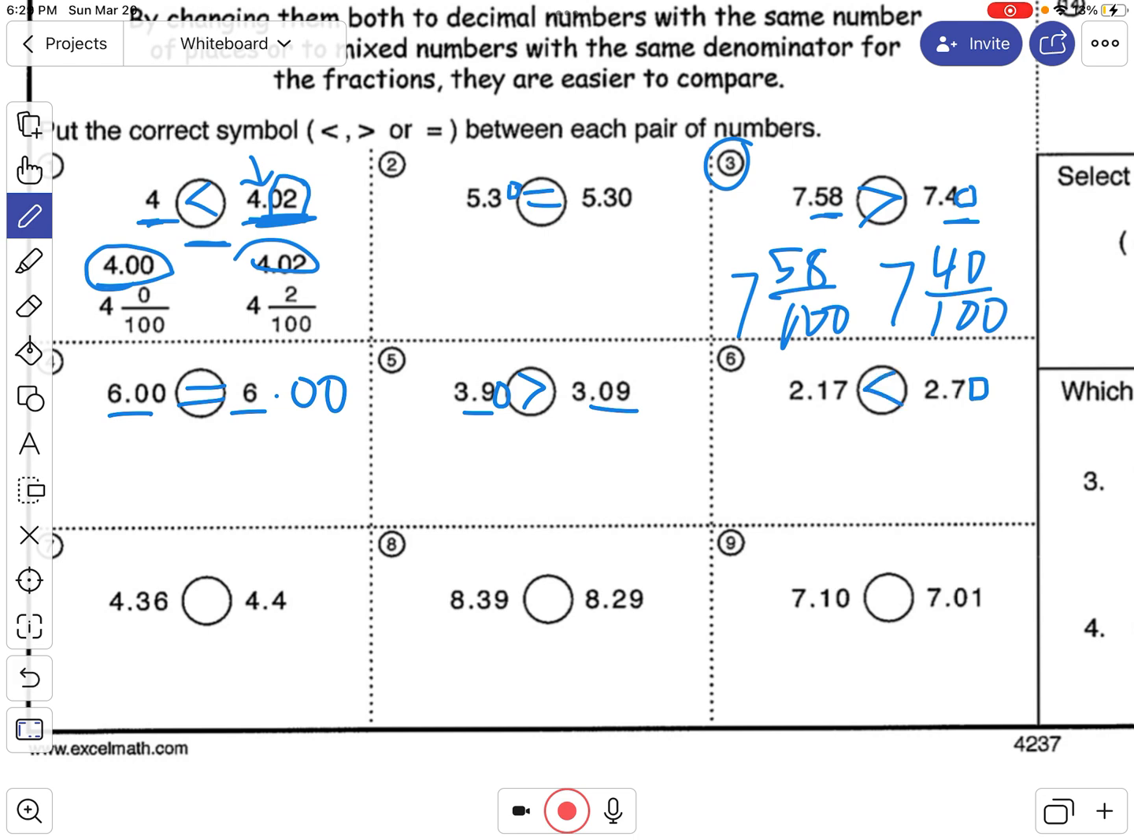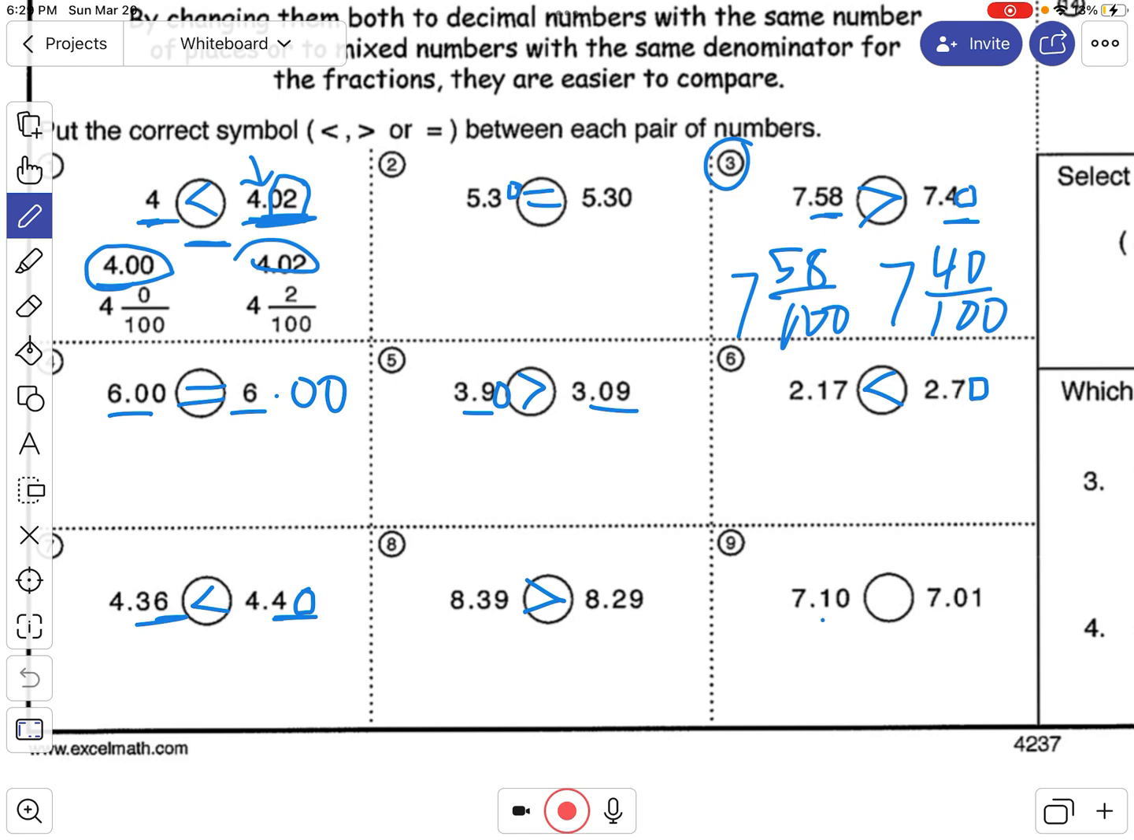2.70 is bigger. And then again, put a 0 in on this one here. We got 4.36, 4 and 36 hundredths, and 4.40, 40 hundredths. And 40 is bigger than 36. 8.39, 8.29, nothing to do on this one. 39 is bigger than 29.